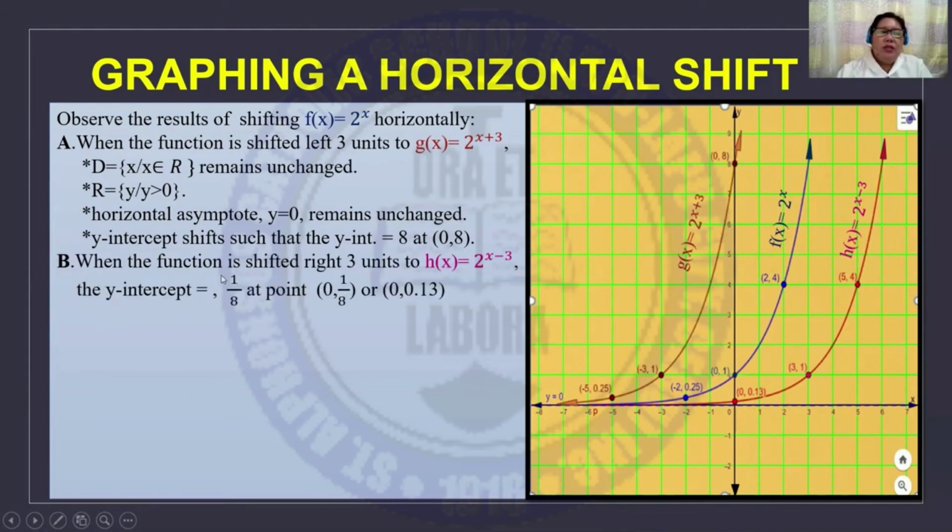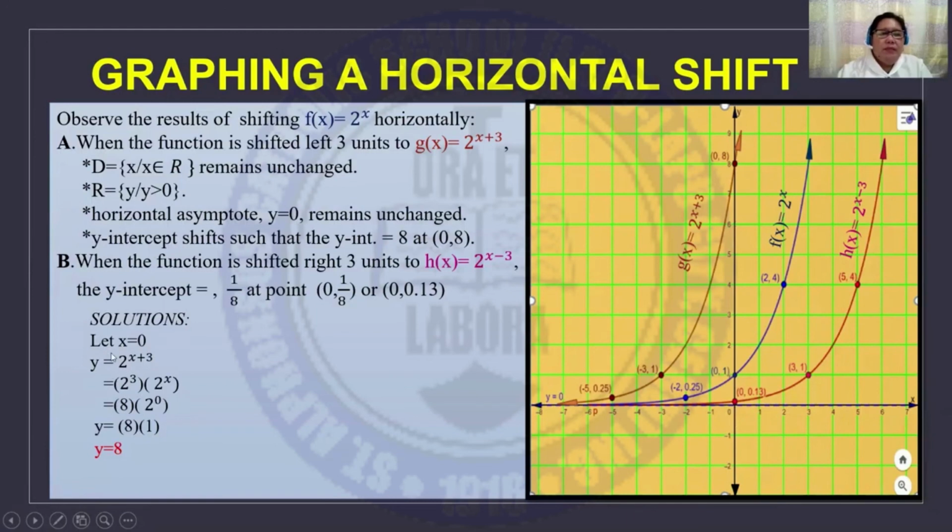And when the function is shifted right 3 units to the third function, which is 2 to the x minus 3, the y-intercept is at point 0, 0.125, or with coordinate 0 and 0.13. This one. From 0, 1, so we have now the y-intercept 0 and 0.13. The solutions for the y-intercept: let x is equal to 0.